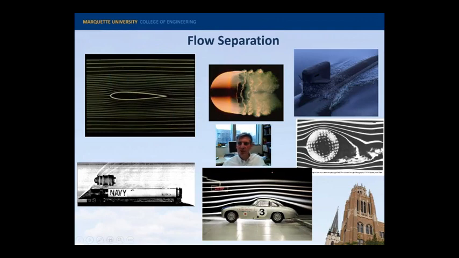I'll go ahead and show you some fun pictures of flow separation. This is a classic picture, much like the previous one. This looks like a modern version of the previous picture. It looks like the wake behind a Seawolf submarine here. You can see the turbulent wake. Flow over a golf ball.